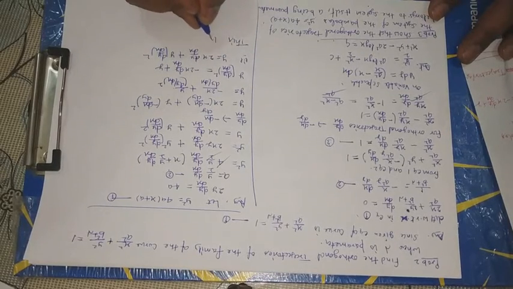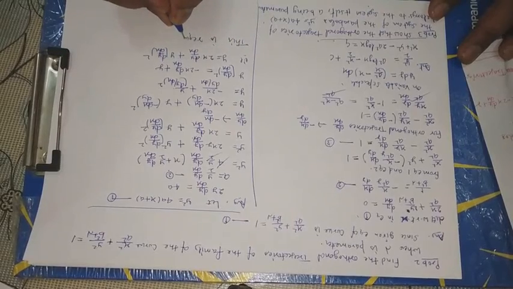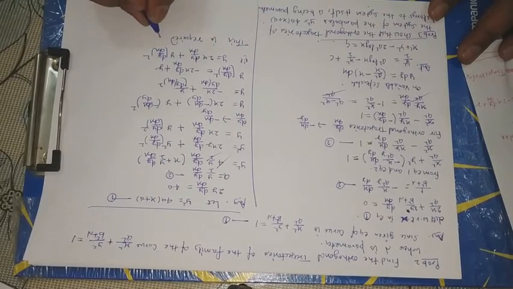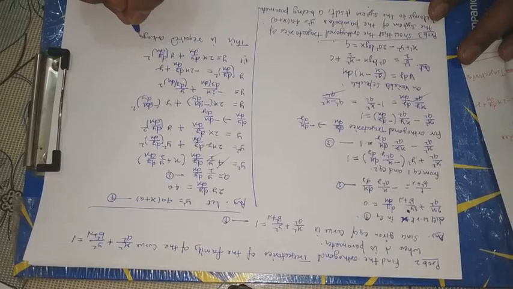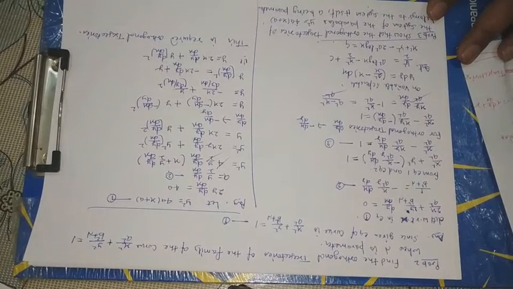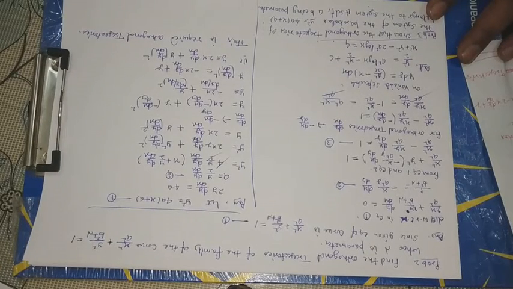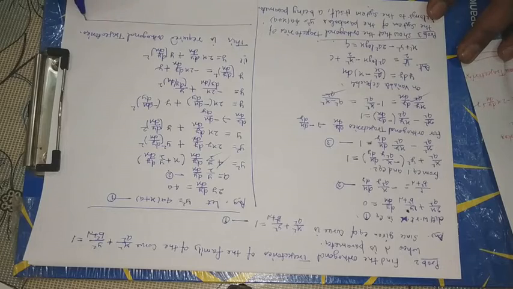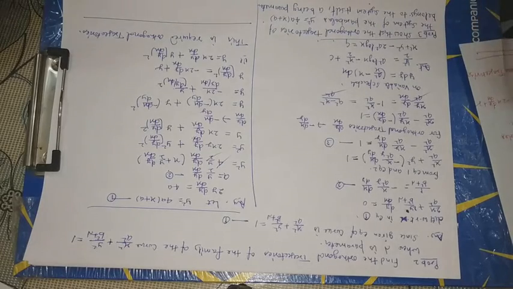This is the required orthogonal trajectories of the system of parabolas. Okay, student, this is the complete problem.